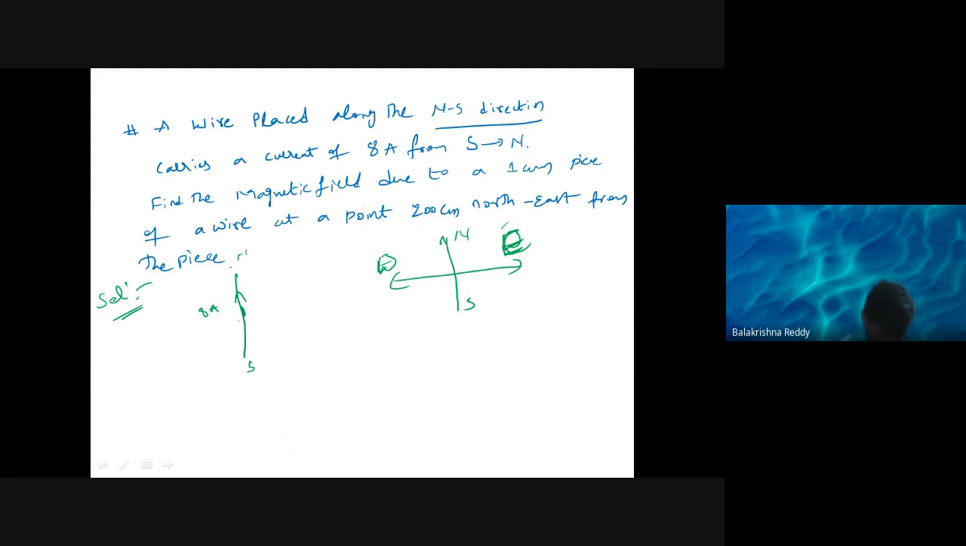At a point 200 centimeters northeast. Northeast means this is the north, this is the east, in this direction, at a distance of 200 centimeters, we need to find the magnetic field. With respect to what? With respect to the 1 centimeter piece. The magnetic field due to a 1 centimeter piece. This is the dl we will take now. This is 1 centimeter north.